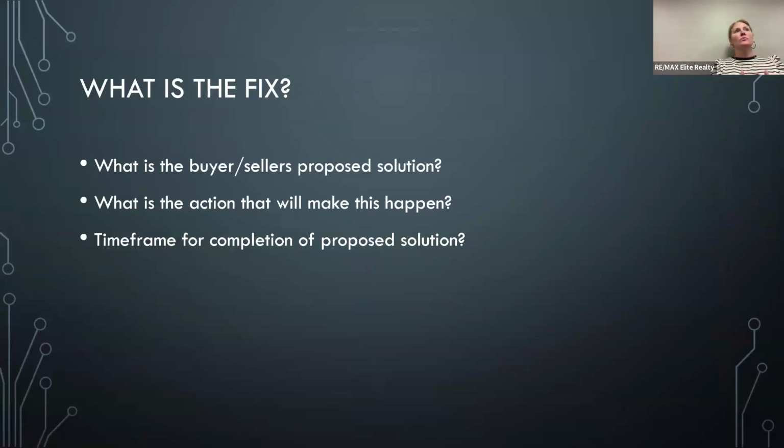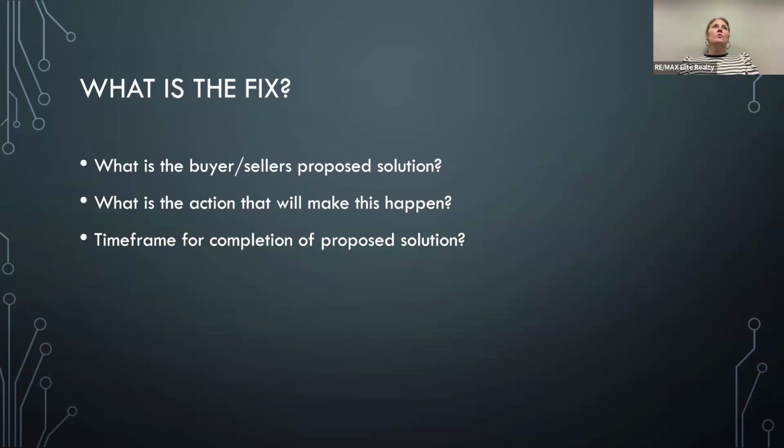So what we've covered so far is what is the problem, and then what is the fix. The problem is that the seller or the buyer needs the house to be inspected. The fix is to have the inspection. So now we're putting in there that we have a contingency in the contract to have an inspection. The action that will make that happen is an actual property inspection, and the time frame for completion of that fix is X amount of days. So you need a deadline in your contingency, so that way they're not open-ended. They're not to the end of the contract or for eternity.